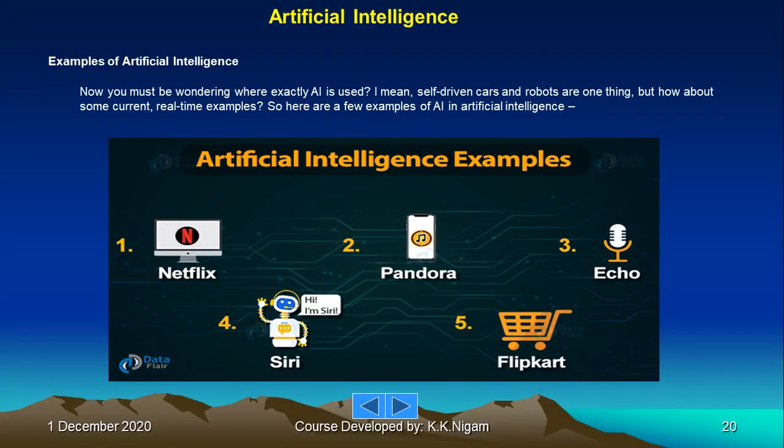Now, examples of AI. You must be wondering where exactly AI is used. Self-driven cars, of course, we have seen as one example. Robots are another very classic example which we are already seeing in use. But how about some current real-time examples? So here we are going to see some real-time examples in artificial intelligence.